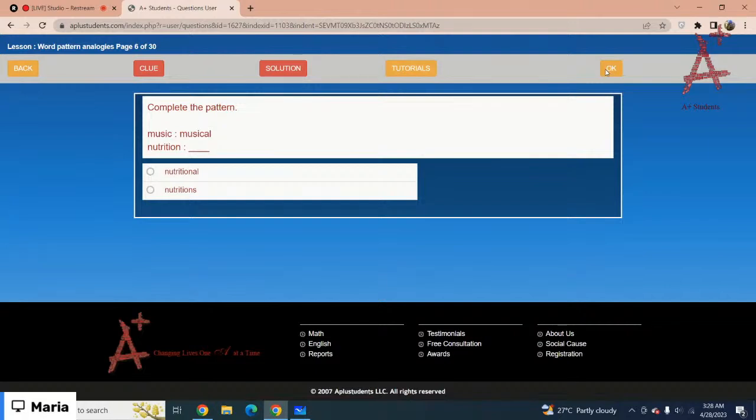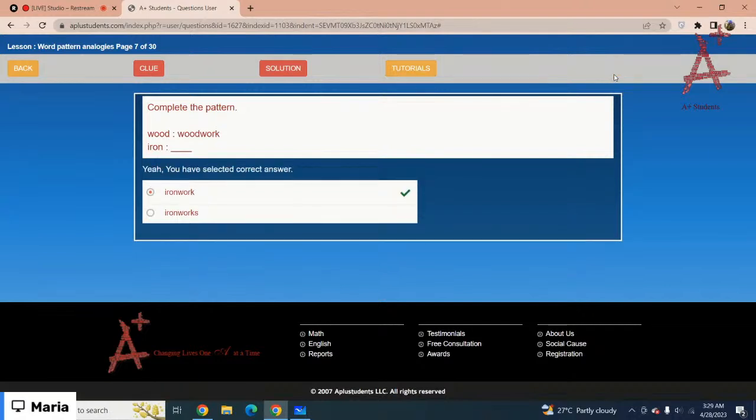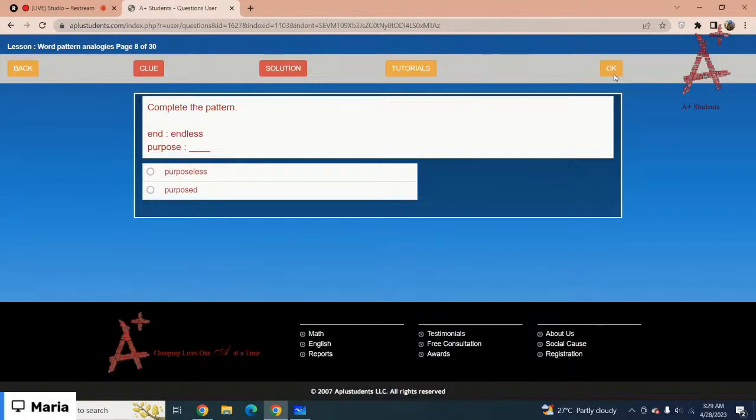Music, musical, nutrition. Yes, that is nutritional. That is option number one. Wood, woodwork. So iron. That would be ironwork. That is option number one. And endless. So purpose. Purposeless.